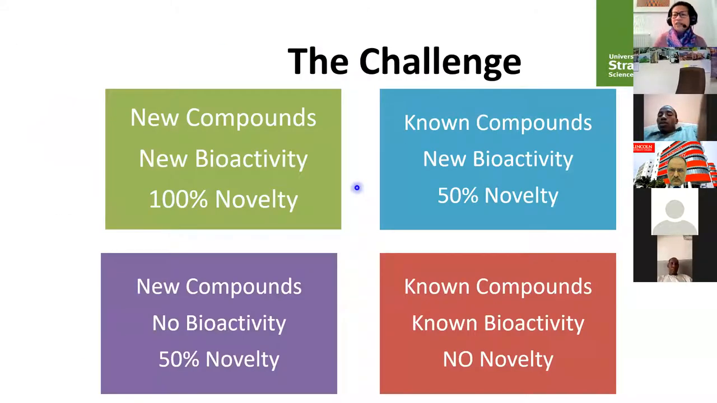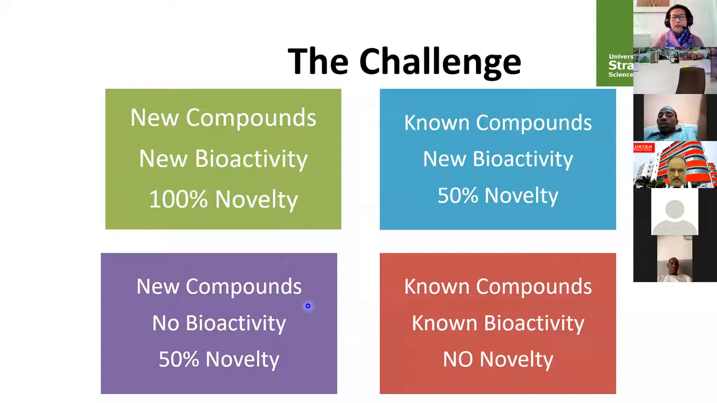So what are the challenges in working in this type of work? So first thing is, this is our main objective, new compounds, new bioactivity, 100% novelty. But that's not always the case. Sometimes we do get known compounds, but new bioactivity, which is new mode of actions, and we've got 50% novelty. This is not so bad, because when you're working with the industry, the most important thing for them is that we do gain bioactive components.